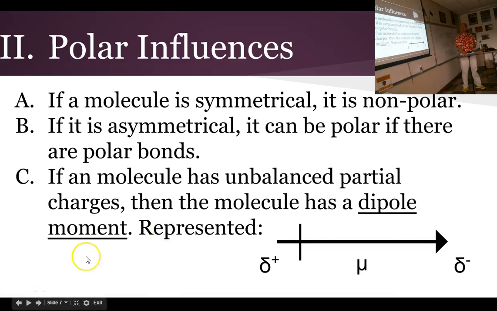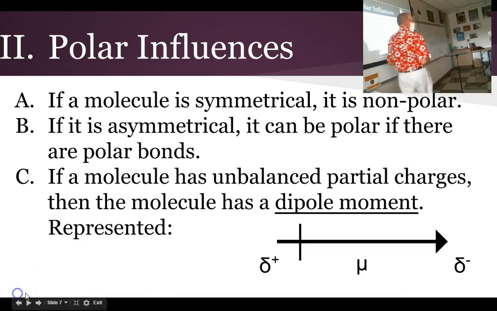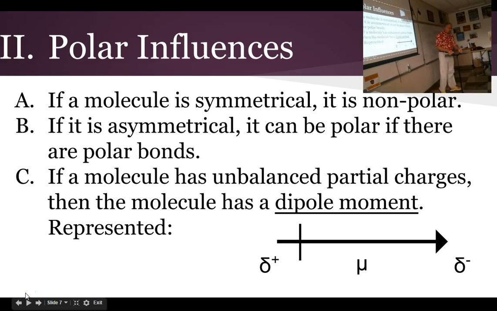Okay? And I think this is your last slide. The last thing to talk about is polarity. We introduced the concept of polarity really briefly last week, but we're going to get some more detail on it now. So polarity is when the electrons are not equally distributed throughout the molecule. And that is because of differences in electronegativity.